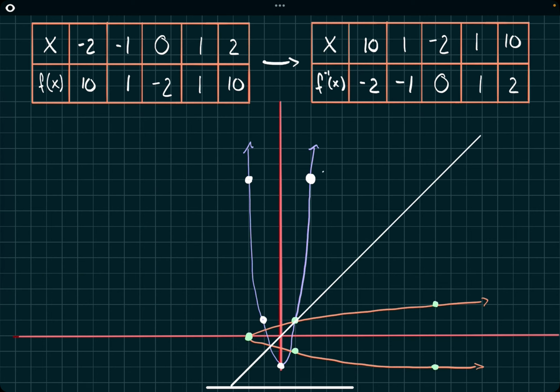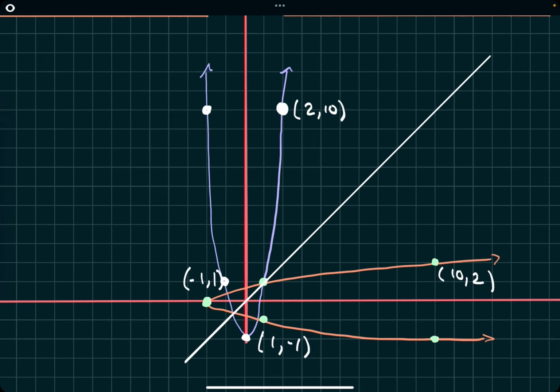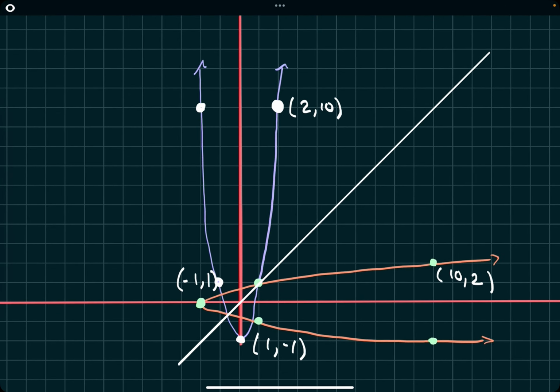So in addition to plotting points from 2, 10 to 10, 2, and from -1, 1 to 1, -1, and in addition to the horizontal line test indicating whether an inverse is a function or not, the last important thing to point out about graphs of inverse functions is that the graph of an original function and its inverse will be symmetric about the line y equals x. So for example, if you were to mirror this point over this line, it would end up right here at 10, 2.